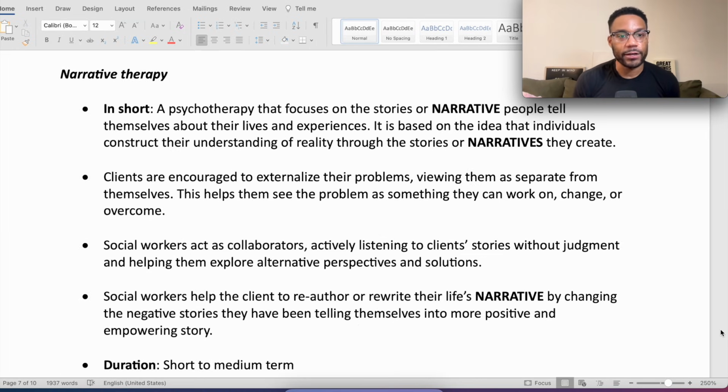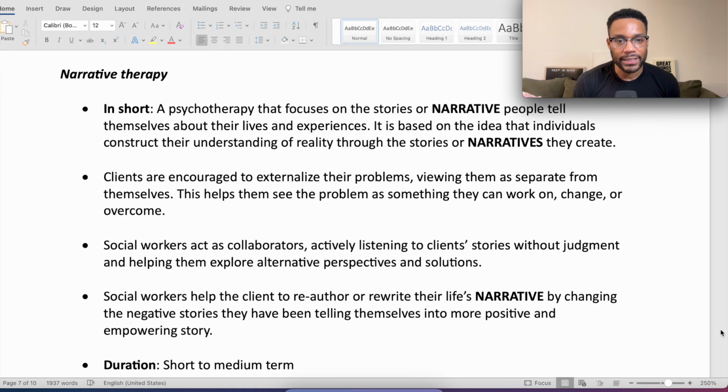Now let's look at narrative therapy. In short, a psychotherapy that focuses on the stories or narratives people tell themselves about their lives and experiences. It is based on the idea that individuals construct their understanding of reality through the stories or narratives they create. Clients are encouraged to externalize their problems, viewing them as separate from themselves. This helps them see the problem as something they can work on, change, or overcome.